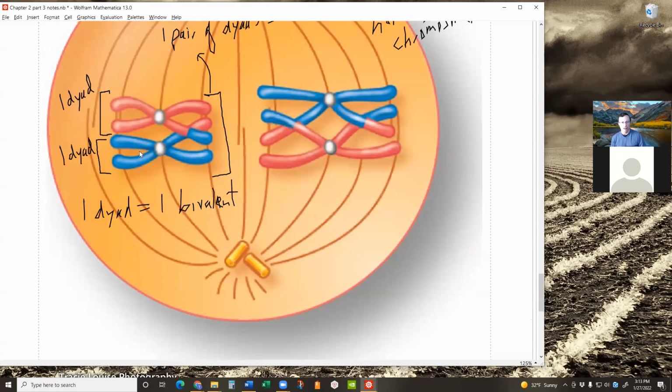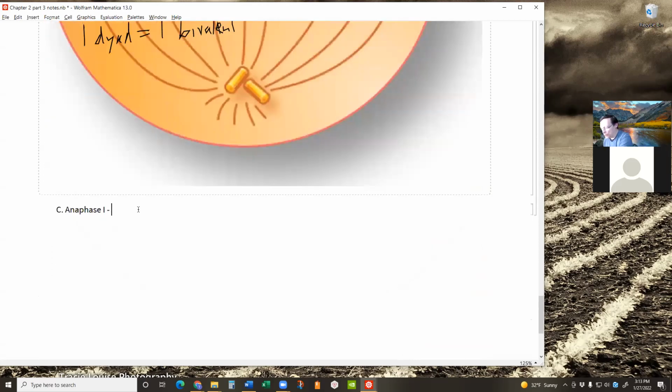During anaphase, the 2 bivalents, right? So here's a red bivalent and a blue bivalent. During anaphase 1, the 2 bivalents of each tetrad start to get pulled to opposite poles. The 2 bivalents, or you might say dyads, of each tetrad are pulled to opposite poles. Let's put this as a question in your notes here.